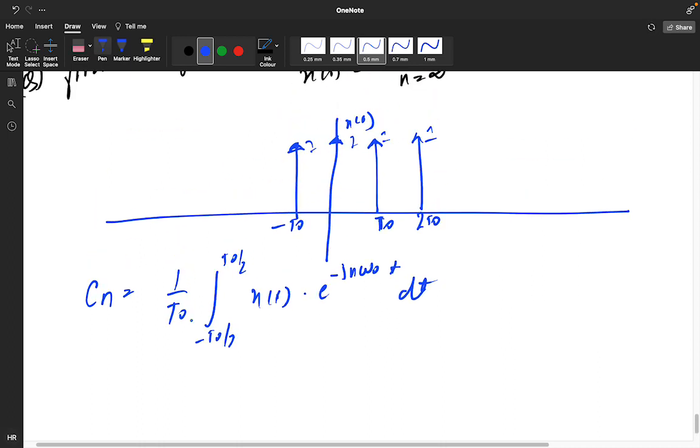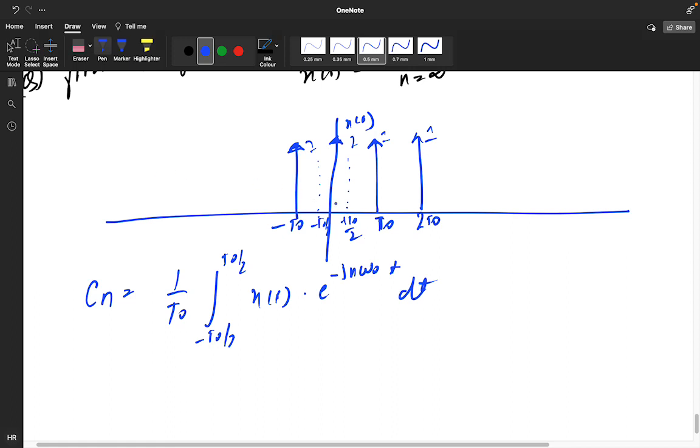So minus t naught by 2 to plus t naught by 2. This particular interval means we are taking from minus t naught by 2 to plus t naught by 2. So I am considering this part and this part. So minus t naught by 2 to plus t naught by 2. So what is the value you are getting?